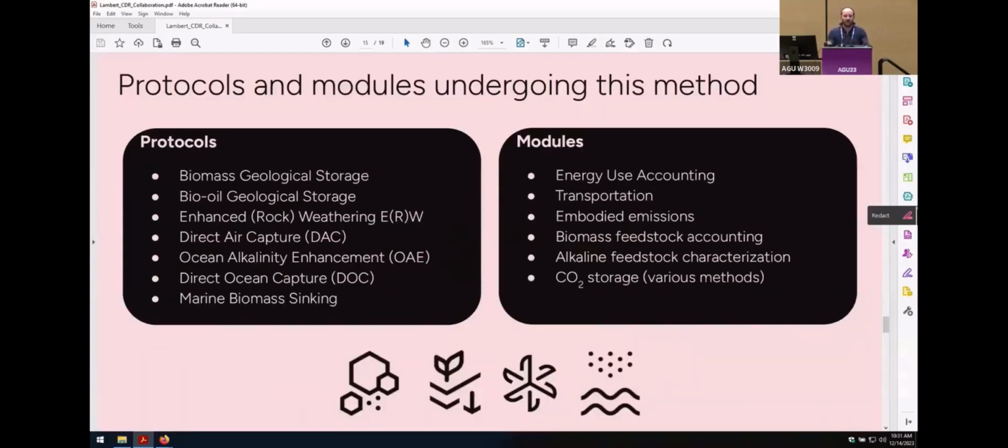And so spotlighting here which protocols and modules we have undergoing this method. On the left-hand side is the specific protocols. These correspond generally to CDR pathways, such as enhanced weathering, direct air capture, etc. And on the right-hand side, we have these modules. These are more applicable across all pathways. So something like transportation, energy use, that you can kind of plug and play and put into a protocol. And everything here goes through this exact same consultation and collaboration process that I outlined previously.